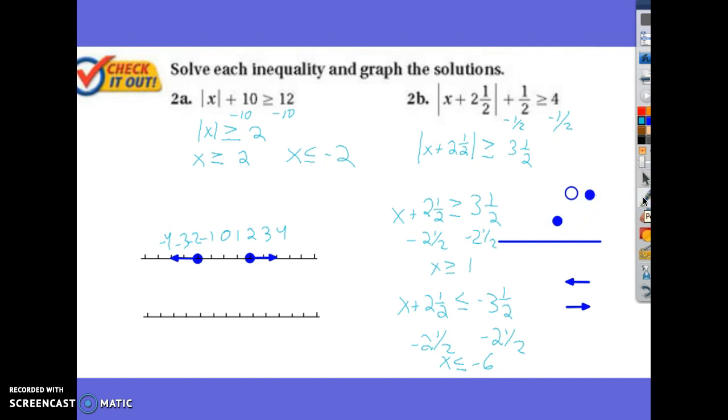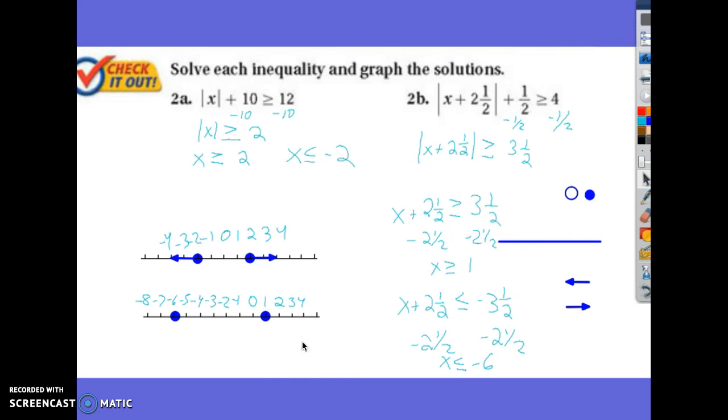Oh, let's label our graph first. So we have to have a range of 1 to -6. So let's go -8, -7, -6, -5, -4, -3, -2, -1, 0, 1, 2, 3, 4. So closed circles. Let's do a closed circle on -6 and a closed circle on 1.